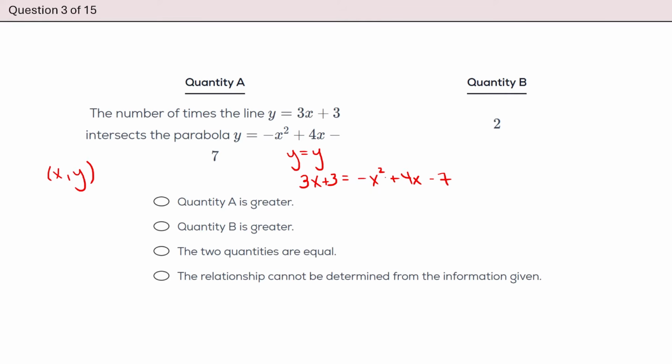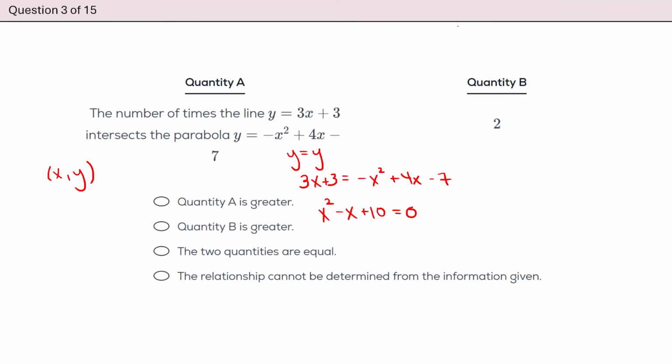I personally don't like dealing with negative Nancys, so I'm going to move the x squared over here. So we have x squared, and then minus 4x, and then the plus 3x, so that's going to be a minus x. And then if we add 7 to both sides, we're going to get plus 10 over here. And of course, that equals 0.